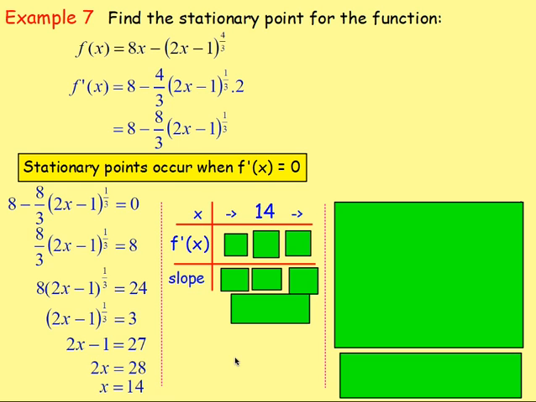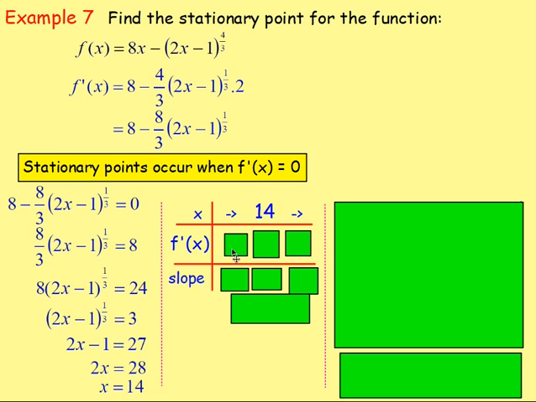What you need to remember though, we are asked to find the stationary points. We have to prove it is a stationary point, so we need the nature table. You always have to include that if you're asked for the stationary points. So you take your value of x, that was 14, and you sub in a value just before and after 14.